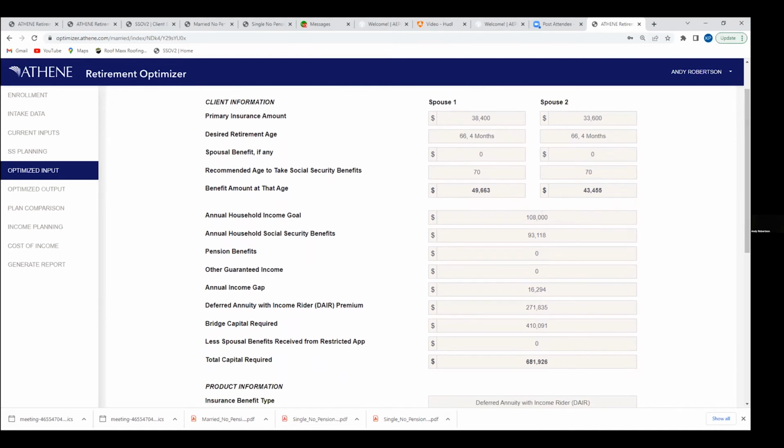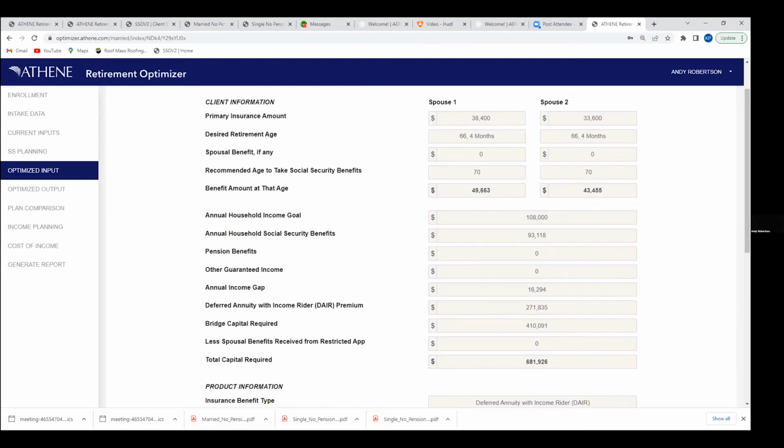Well, guess what? The $108,000, if we took benefits at 70, the inflation adjusted income gap would be $16,294. And instead of self-funding, which is what asset allocation is, it's self-funding with self-insuring. If instead of that, we went to DMI and said, how much would Athene require us to invest today to contractually guarantee that that $16,294 was delivered for the duration of 2 lives, and the structure of that product also provide a performance-based ongoing income solution? The premium is $271,835.